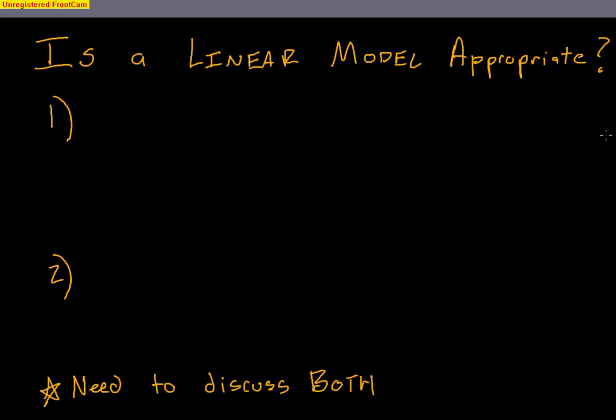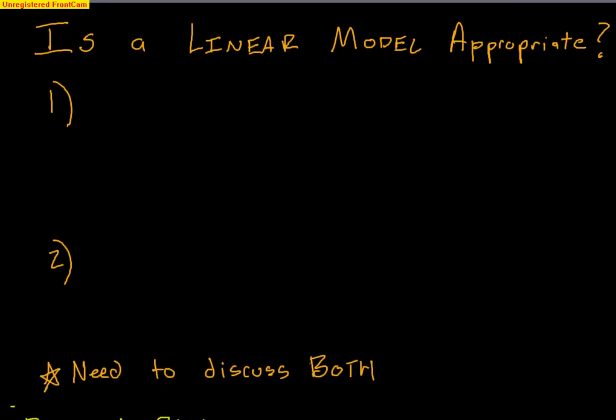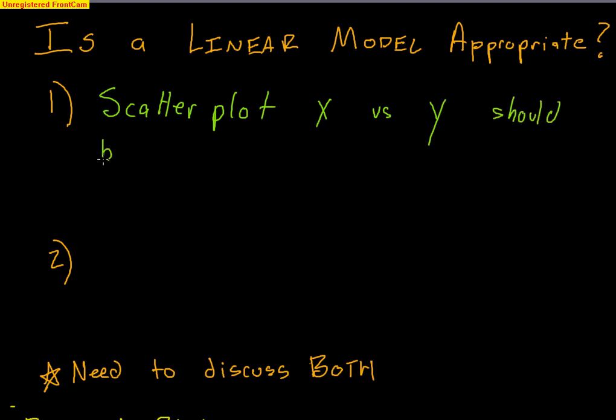How do I know a linear model is appropriate? Well, there are two things. You need to mention both to understand when a linear model is appropriate. First off, your original scatter plot. Your scatter plot of x versus y should be somewhat linear. And that's that word somewhat, which is a little bit vague, but it's just got to be, you don't see a major curve, basically. Your linear model is appropriate if your data is somewhat linear. That's pretty easy. It's vague on purpose.